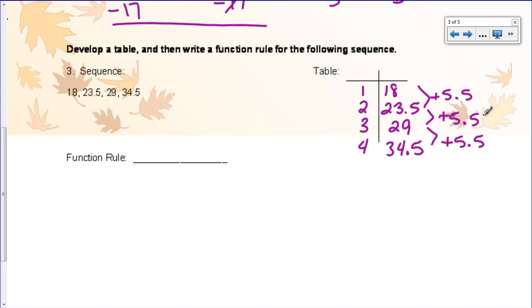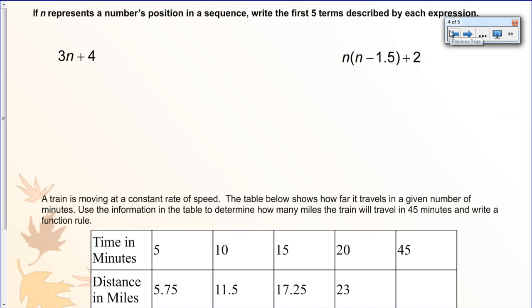So this is consistent. That becomes part of my function rule as 5.5 times n. Then I have to plug it in and test it. If I do 5.5 times 1, it just equals 5.5. I need it to equal 18. So if I take out my calculator, I do 18 minus 5.5, I get that I have to have 12.5 more. So I have to add 12.5 to that. So there is your function rule. That's the way that works. No questions? Let's do a couple more.